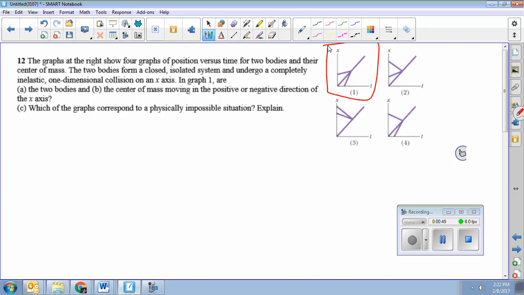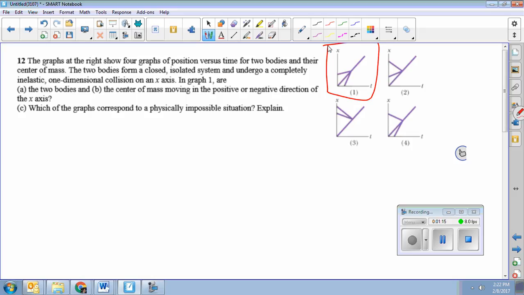It says the graphs at the right show 4 graphs of position versus time for 2 bodies and their center of mass. Okay, so here there are 3 lines, right? 2 of the lines are for the individual bodies, and 1 of them is for the center of mass. Okay, the 2 bodies form a closed, isolated system and undergo a completely inelastic, one-dimensional collision on an x-axis.